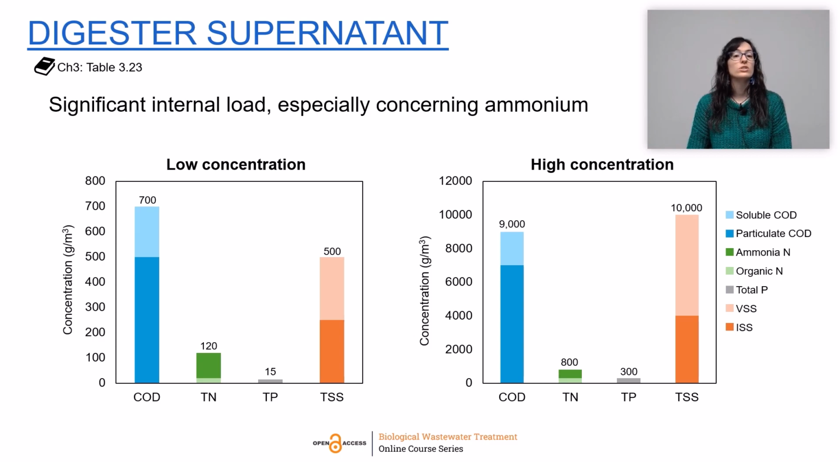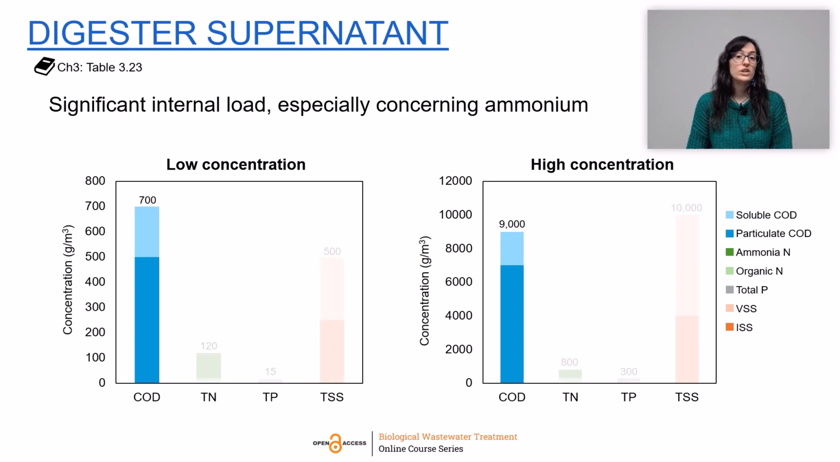If we look first at the supernatant of the anaerobic digester, we can see that it usually constitutes a significant internal load, especially concerning ammonium. If this stream is not handled properly, it can lead to an overload of nitrogen, which can have a detrimental effect on the nitrogen removal efficiency of the plant. And here you have two examples of the typical concentrations corresponding to a case with low and with high concentrations.